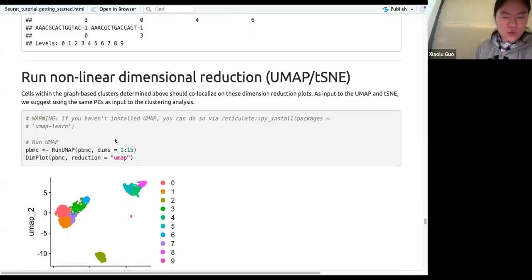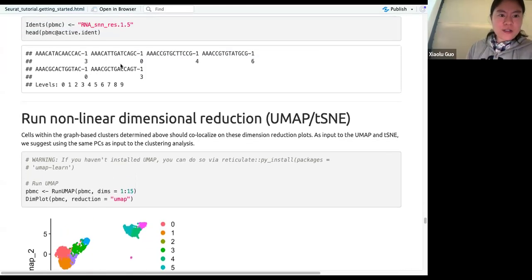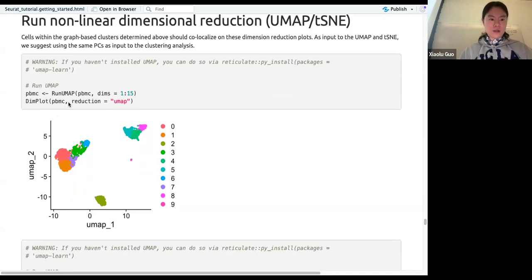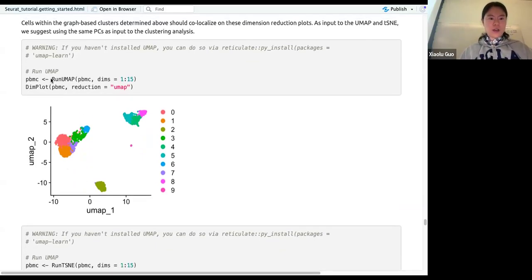Okay, the next thing we want to do, after reclustering, is to visualize the clusters to understand how they are different or similar, or just to give us some intuition about the data. What we usually do is use UMAP or t-SNE. So here we run UMAP based on the first 15 dimensions, and then we can plot the UMAP. And here the dimensions are 1 to 15.